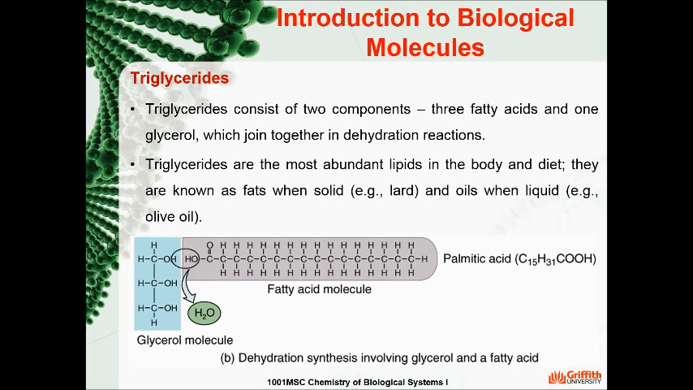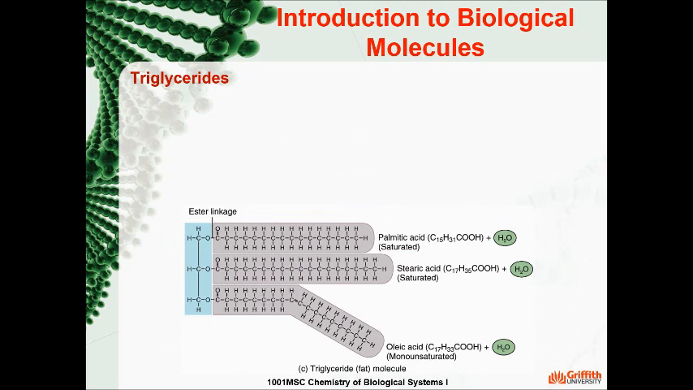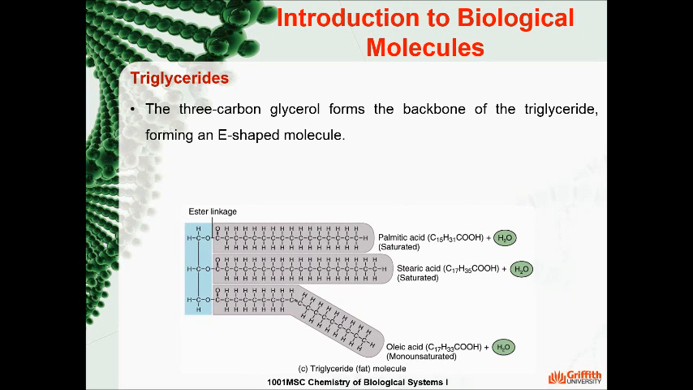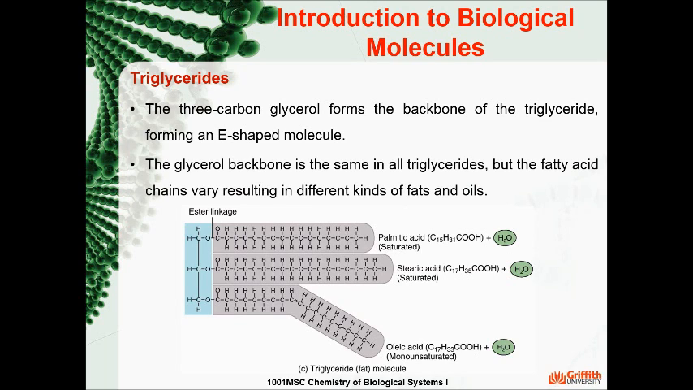So triglycerides with saturated fatty acids have a higher melting point, and they are normally solid at room temperature. On the contrary, triglycerides with unsaturated fatty acids have low melting points, and they are liquid at room temperature. The 3-carbon glycerol forms the backbone of the triglycerides, forming an E-shaped molecule. The glycerol backbone is the same in all triglycerides, but the fatty acid chains vary, resulting in different kinds of fats and oils.